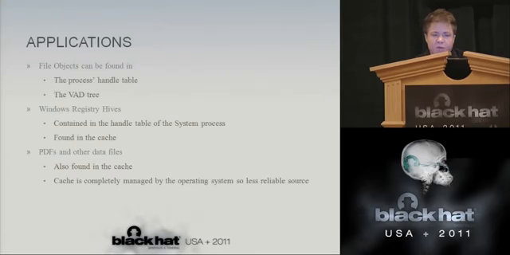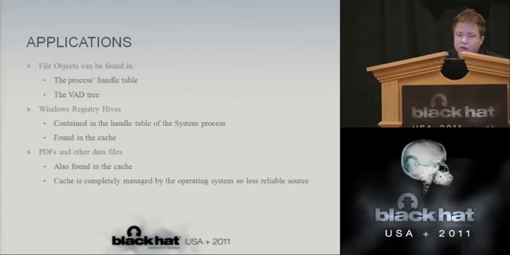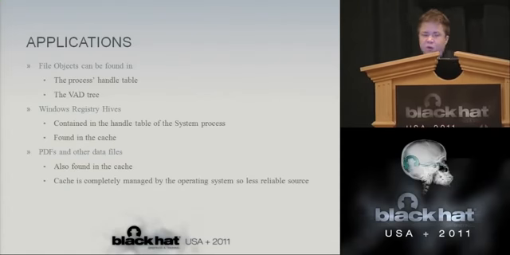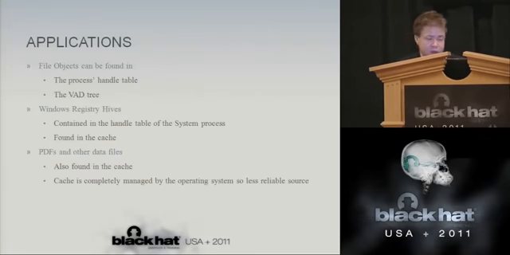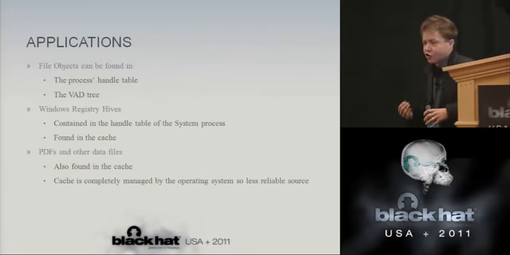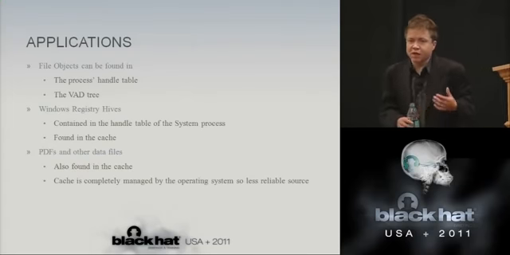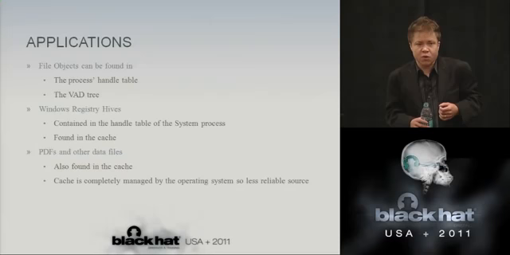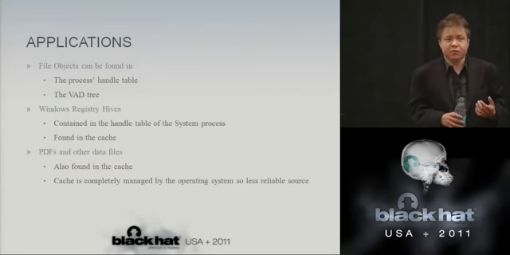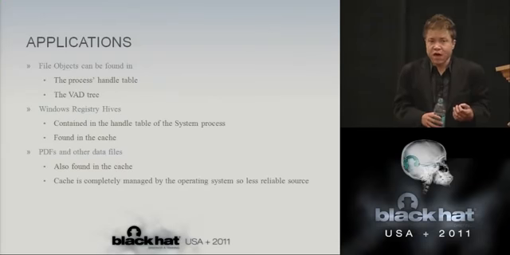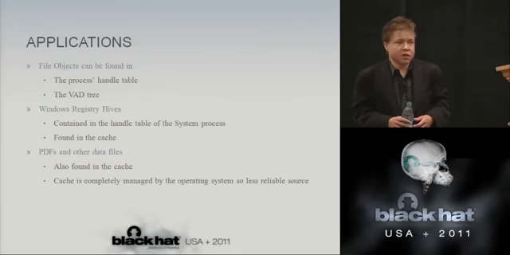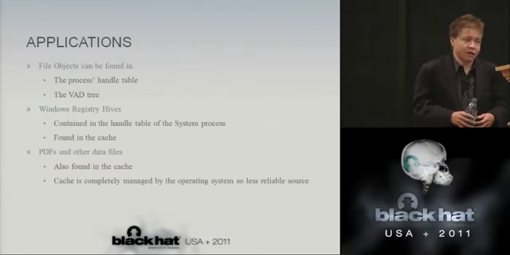So let's talk a moment about the applications. Well, first of all, when we're reconstituting processes, we should probably not only focus on the VAD tree that's hanging off the process block, we should also focus on the handle table, perhaps, because it's going to have a lot of useful information for us. We can acquire things out of the handle table by parsing the file objects.